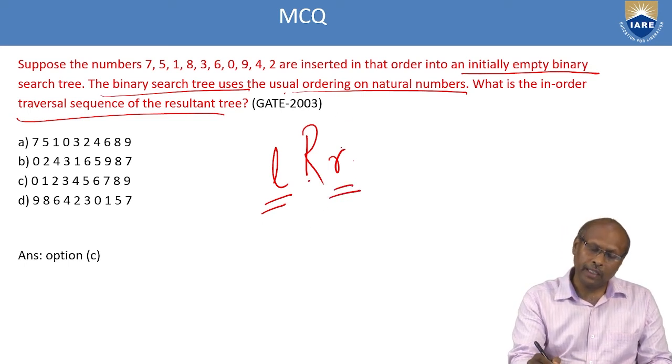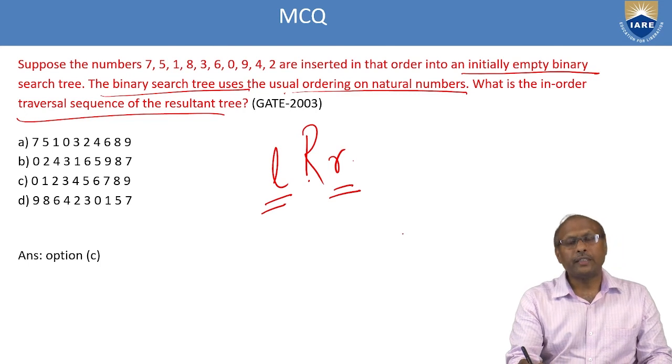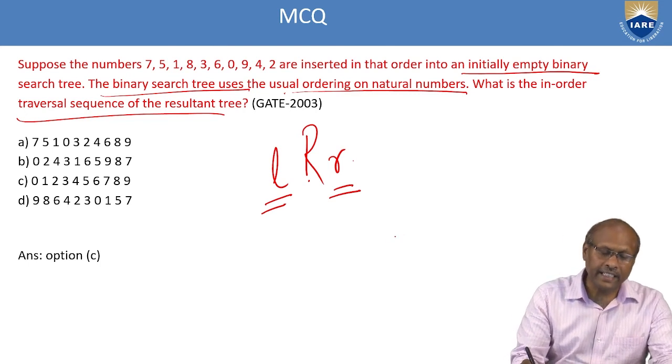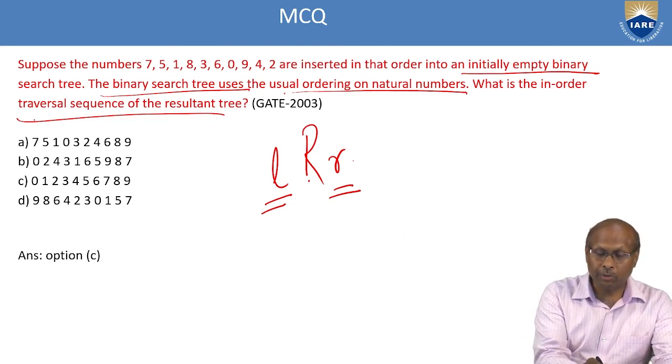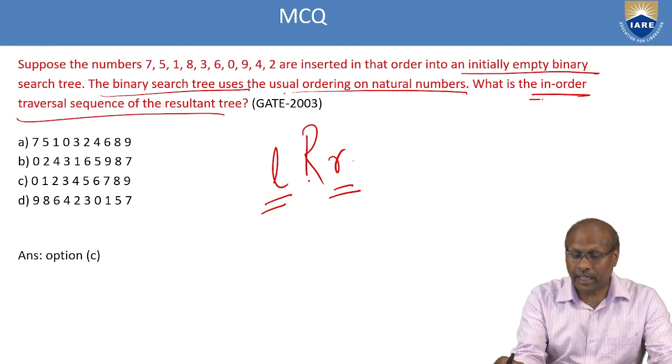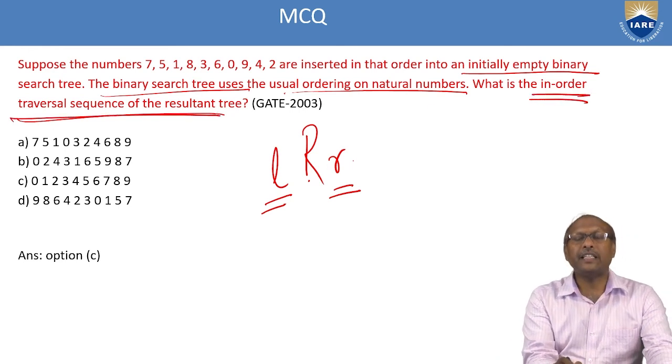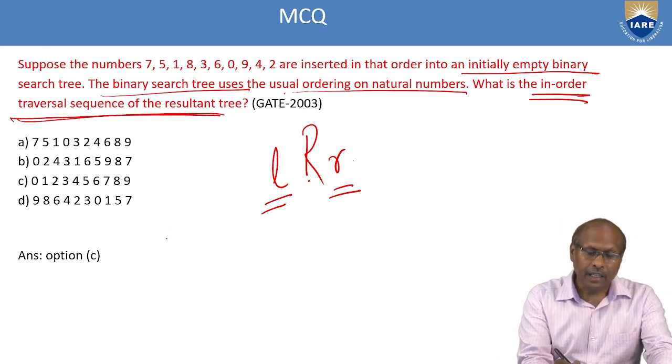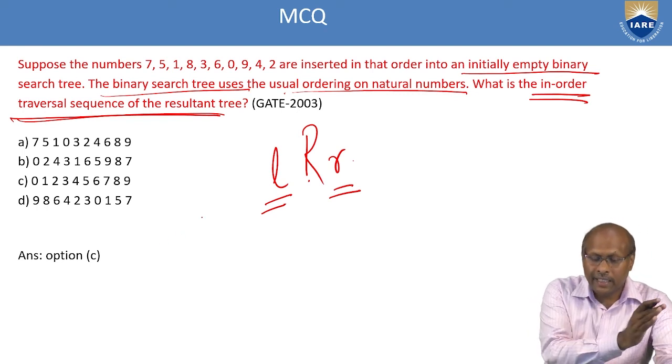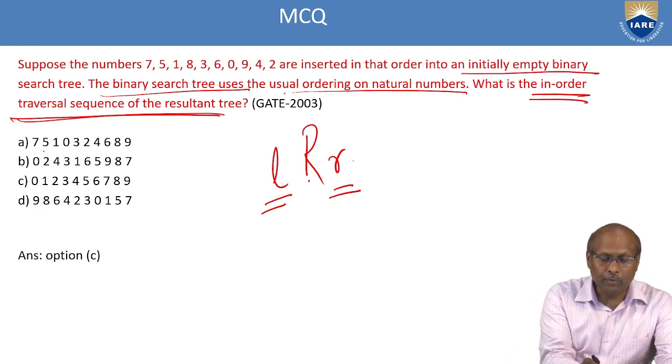So if I follow this way, left, root, right, then we will always get an increasing order. So here the given question is what? What is the in-order traversal they are asking? When I say in-order traversal for a binary search tree, the output will always be in increasing order. Now if you observe these 4 options, which is the increasing order?